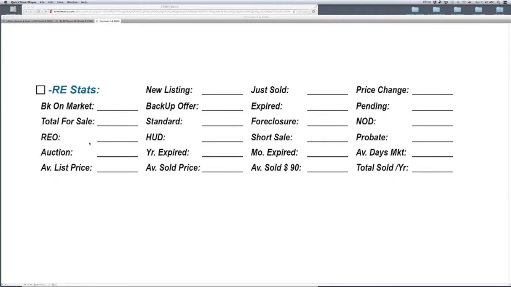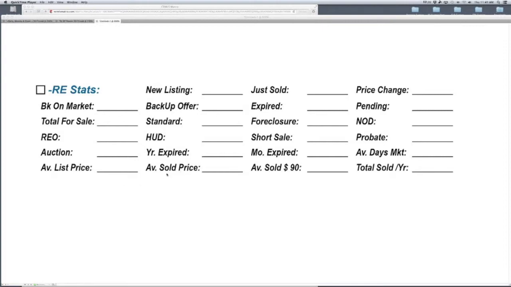Next, we're going to look at the average list price. If I go back up here to total sale, remember, we have about 517 for total sale. If I take that 517, put them all together, and average out the list price, that gives me the average list price. And right now we're looking at about $598,000 out here in Santa Clarita. That's our average list price for active sales.